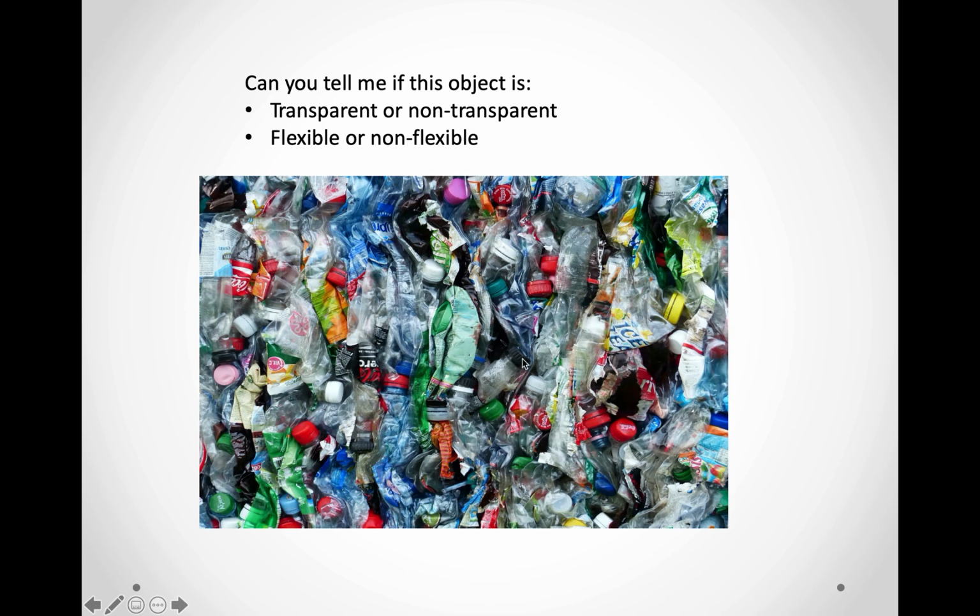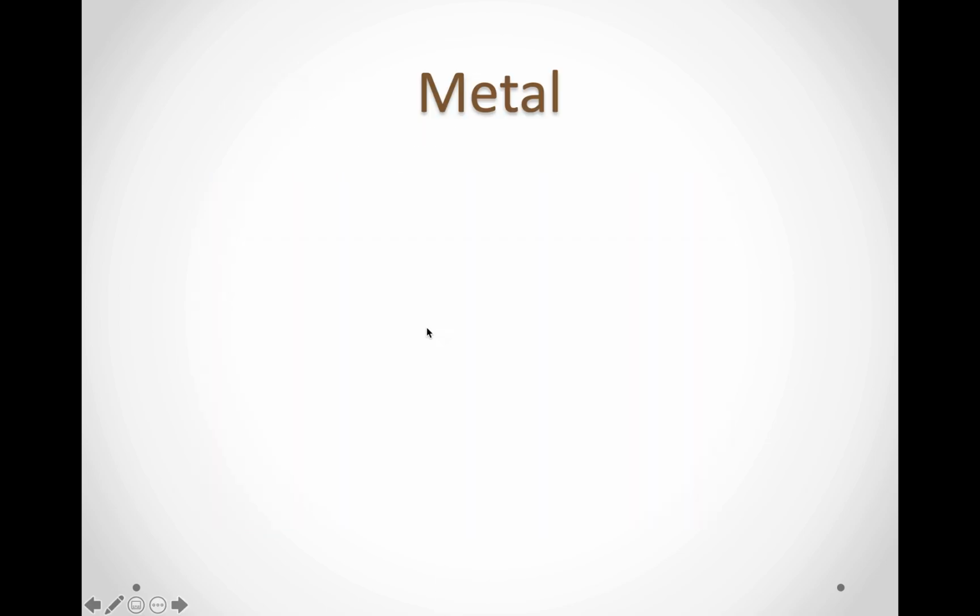If you look at this image, can you tell me if it is transparent or non-transparent? Amazing! This particular one is non-transparent. But as you can see, a few bottles are actually transparent and you can see right through them. Is it flexible or non-flexible? I would say that some plastic is hard and non-flexible, whereas other plastics could be very thin and could move easily.